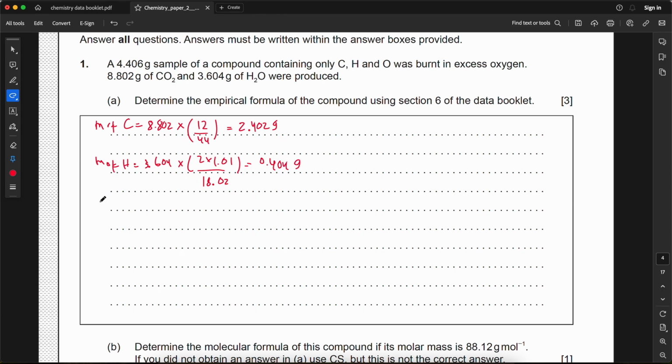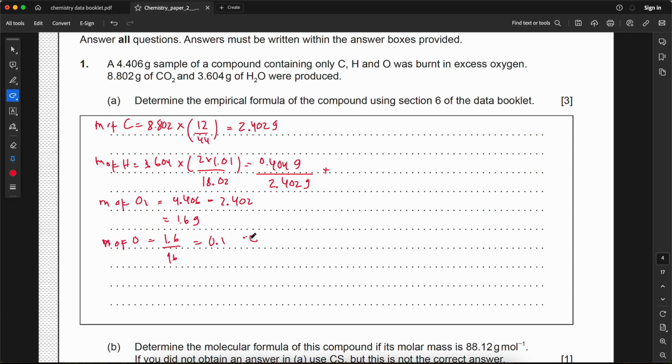So then you can calculate the mass of oxygen. This will be 4.406 minus 2.402, you get 1.6 gram. Therefore, moles of oxygen would be 1.6 divided by 16. So you get 0.1. This one is for mole, not for mass.